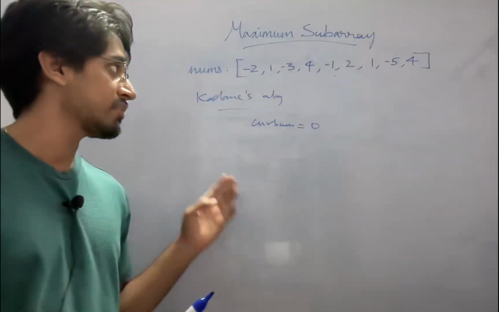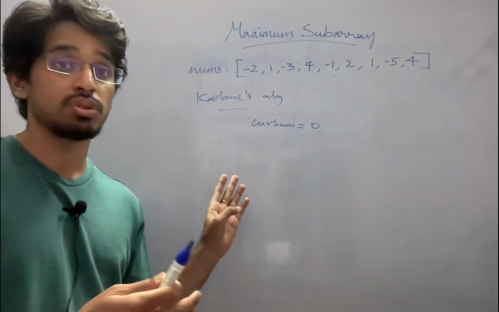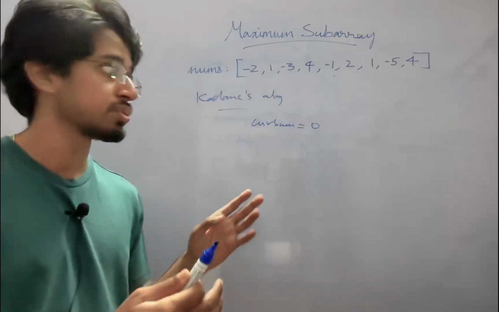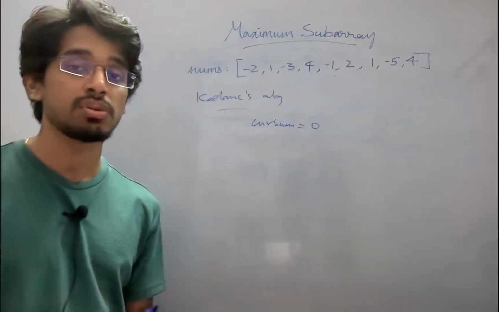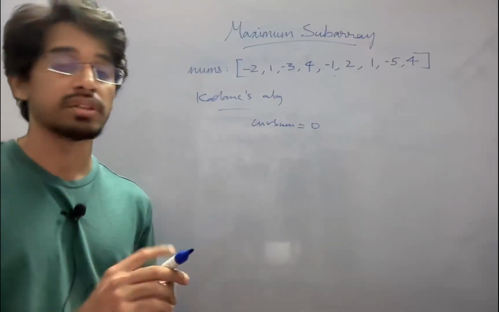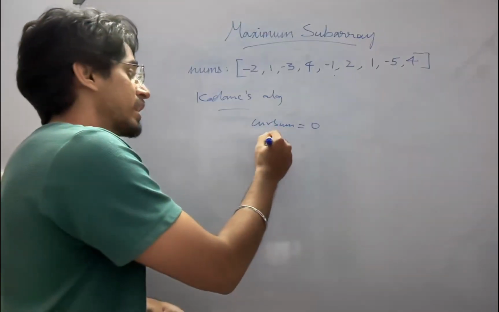That is why, if that is less than 0, we do not want the subarray to start from a negative, so we always reset that back to 0. During this process we keep track of the highest sum that has been encountered. So we can create another variable called max sum.